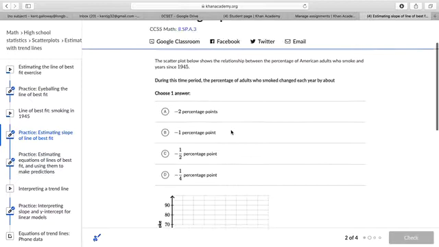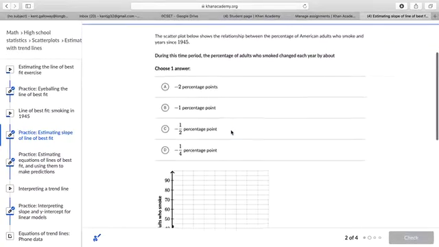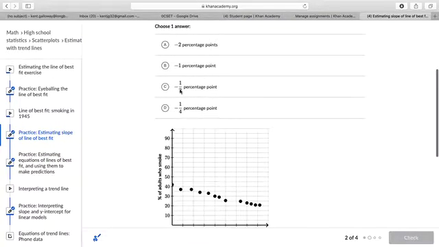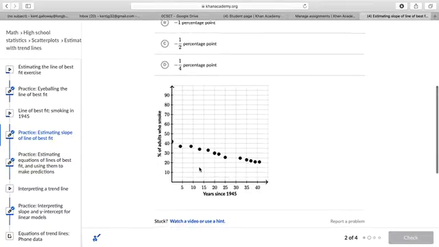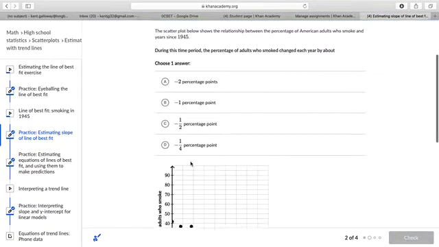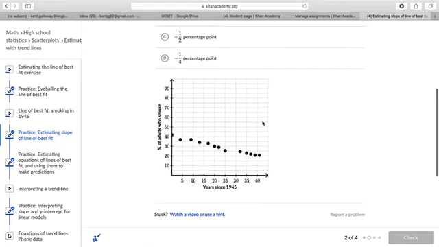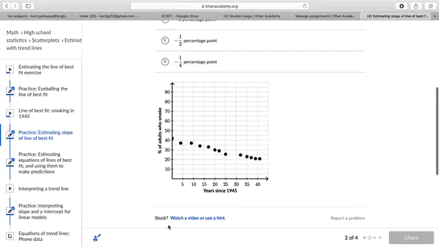Try another one. All right, the scatter plot below shows the relationship between the percentage of American adults who smoke and years since 1945. During this time period, the percentage of adults who smoke changed by how much each year? So we're going down, so this is going to be a negative slope. So it's going to be one of these, and this is each year. So again, we're going to use our slope formula.